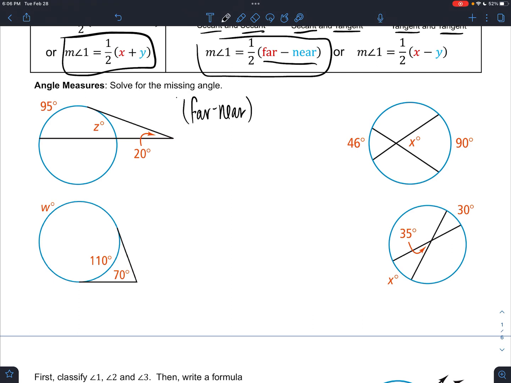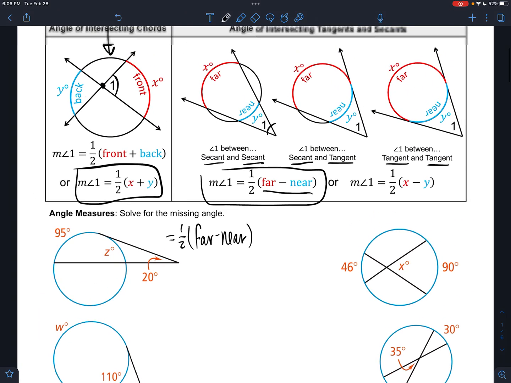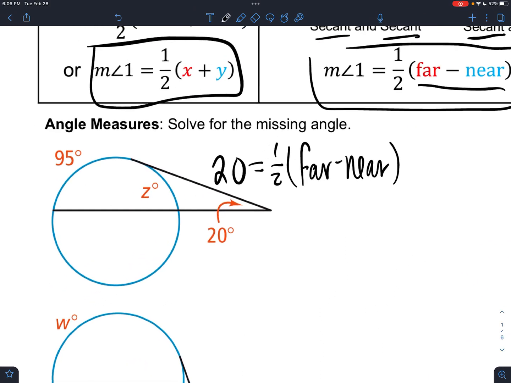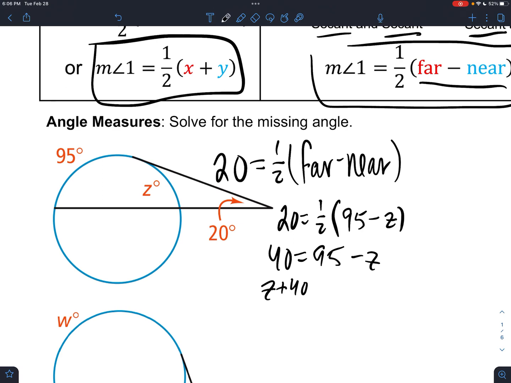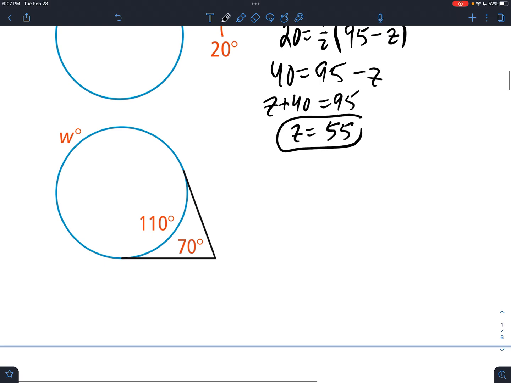So for this guy, the angle's outside. It's opening up to a far minus a near. So this is like this picture here. So we're going to use that 20. This angle is half of the far minus near. So the far is 95. And Z is actually the near. So this is the far, and this is the near. Multiply both sides by 2. And then I would add Z to this side, and then subtract to get 55.